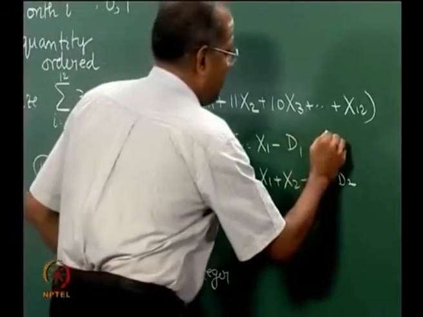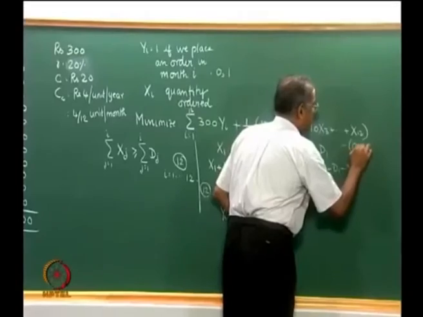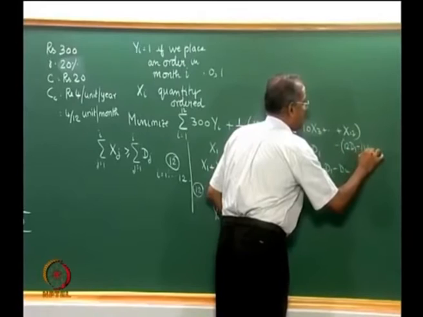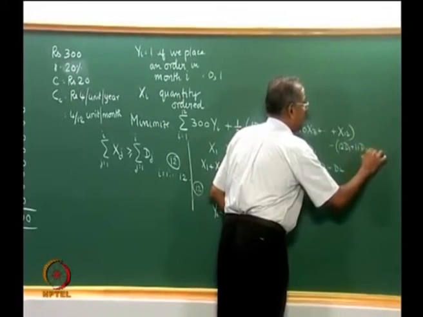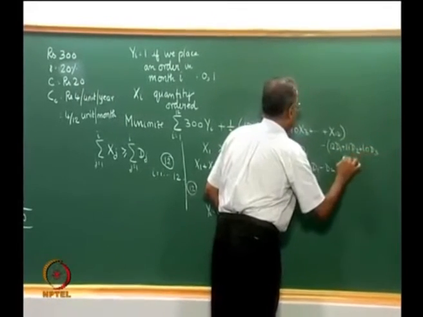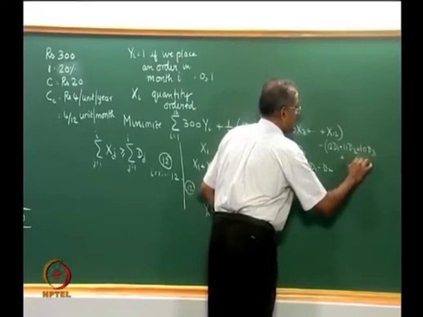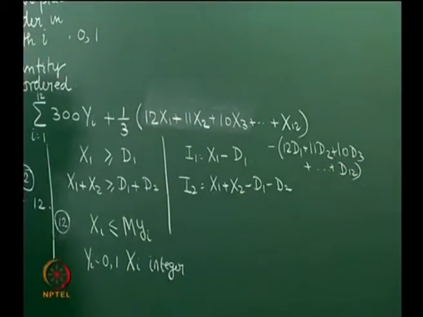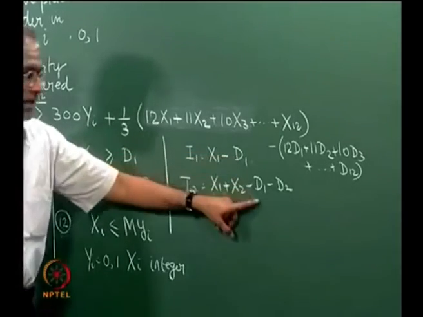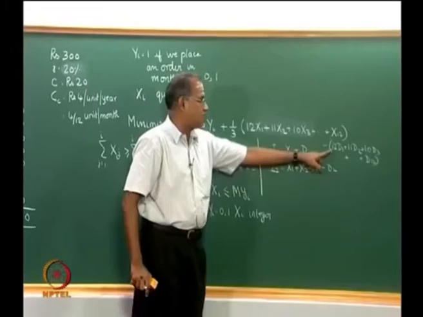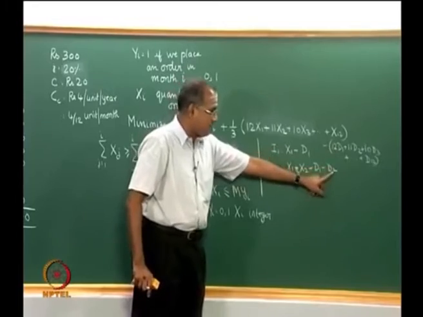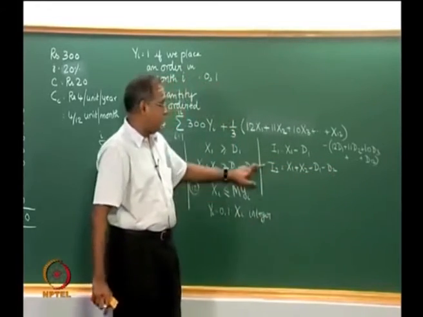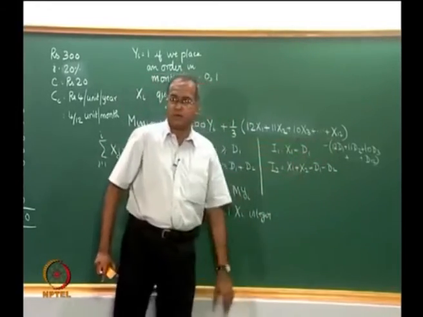minus, once again we will have 12 d1 minus or plus 11 d2 plus 10 d3 etc. plus d12. The reason is this d1 is also appearing in all the 12 i's, so you will have minus 12 d1, d2 is appearing in 11 terms from I2 to I12, so this will also appear.